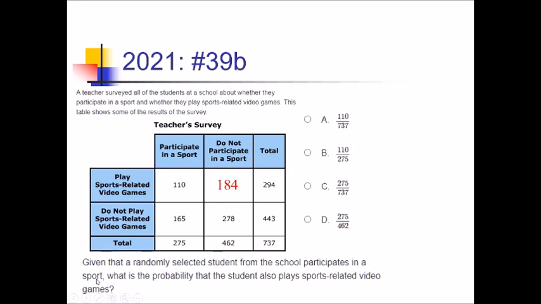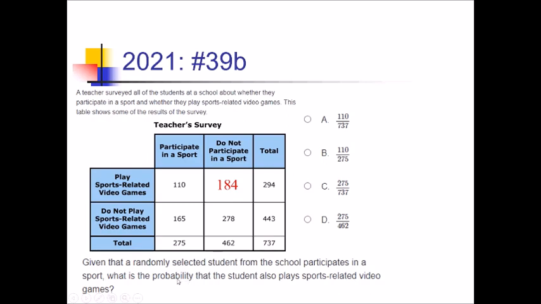So this is telling us right away we're only allowed to consider the students who participate in a sport. So that's this whole first column here. None of this other stuff matters, just given that somebody actually plays a sport. What's the probability the student also plays video games?